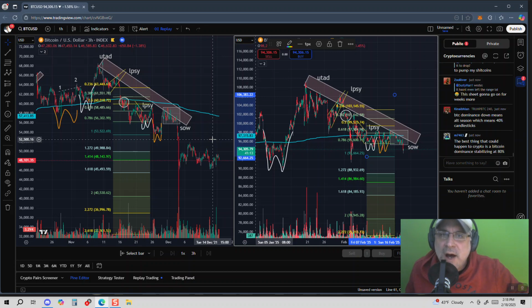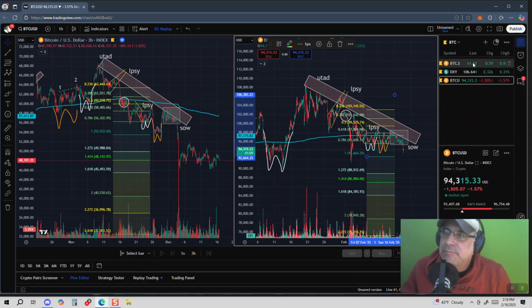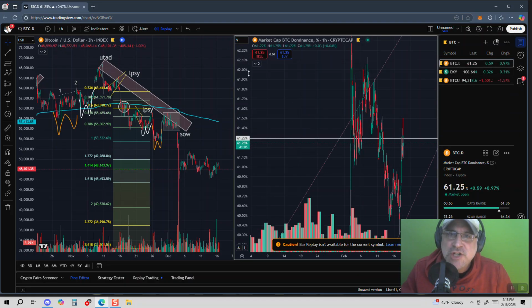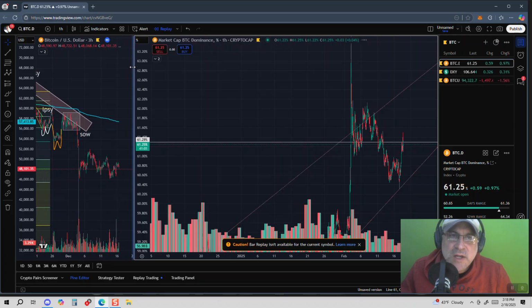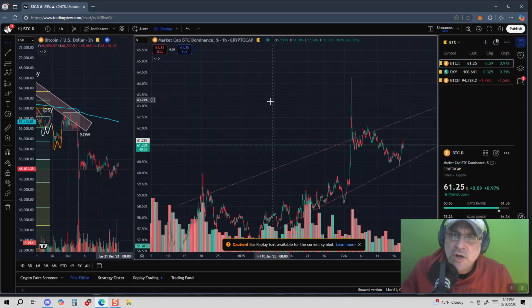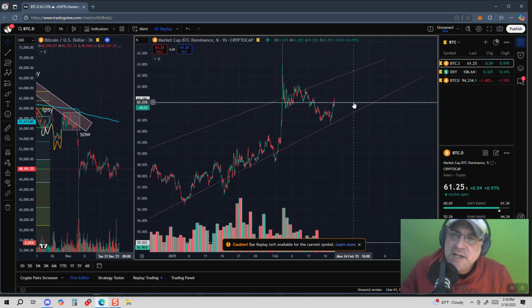The Bitcoin dominance chart seems to be putting out a double bottom. I know it's in a rising wedge at the moment. This is Bitcoin dominance over here on the left. We can look at it just real quick before I sign off. I'm already going on too long on this thing. But you see this rising wedge pattern here.